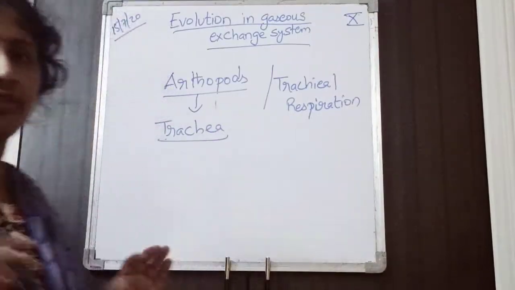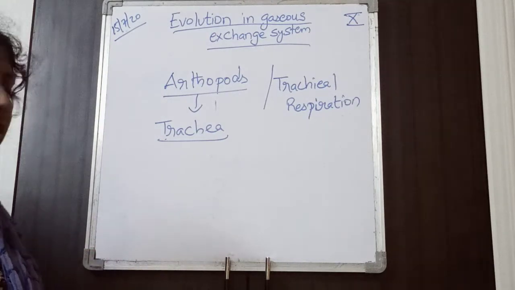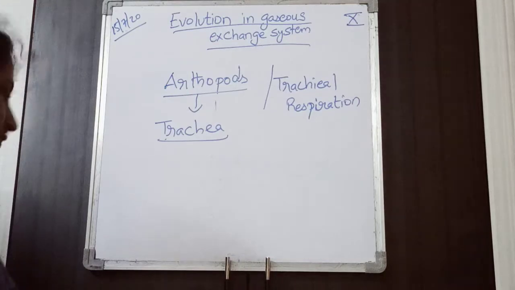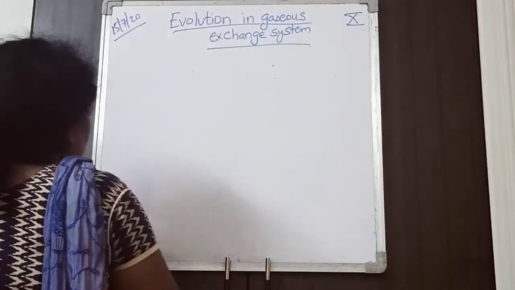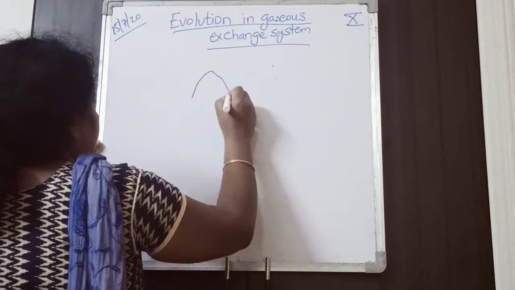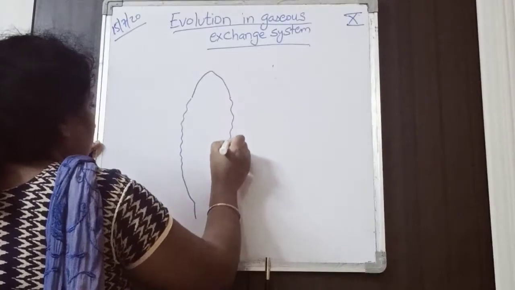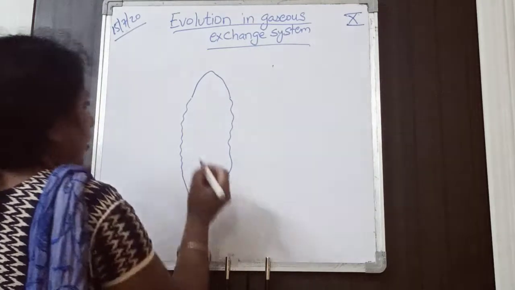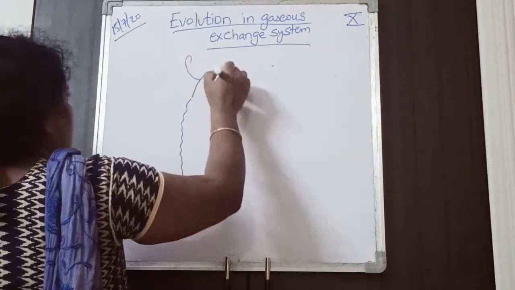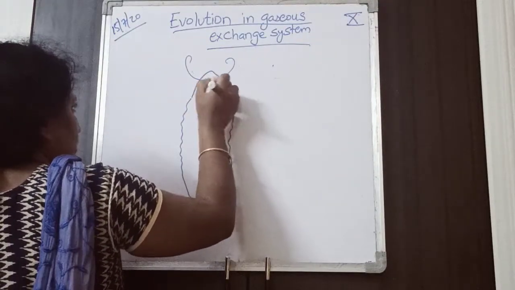I will give the flow chart for you afterwards. So in insects like cockroach and grasshoppers, the respiration takes place through trachea. How does it take place? Let us see. I am drawing a rough diagram. Think of this as a cockroach.